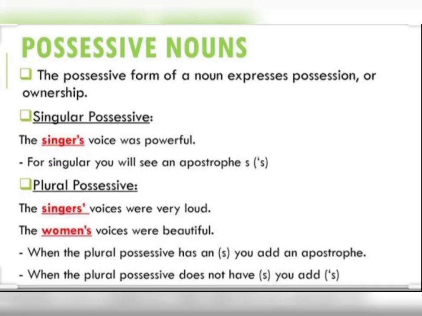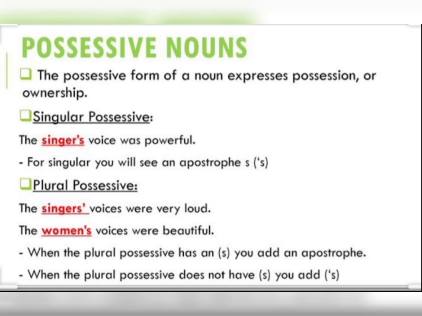Possessive nouns. Let's learn how to use the apostrophe in singular and plural. The possessive form of a noun expresses possession or ownership. When you are going to show the possession of a singular, how do you use it? When do you have to use the apostrophe? For example, the singer's voice was powerful. You can see here the word singer has been given in red color. After singer, apostrophe and s has been shown.